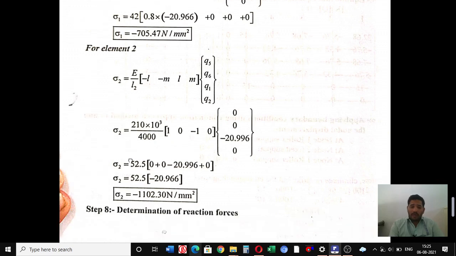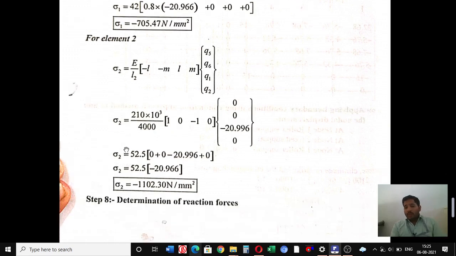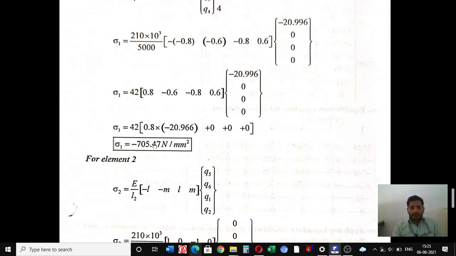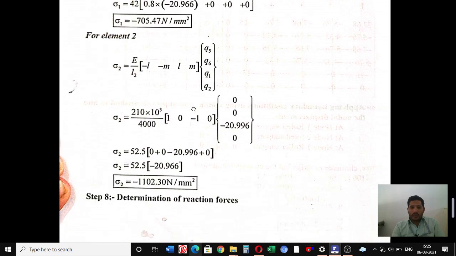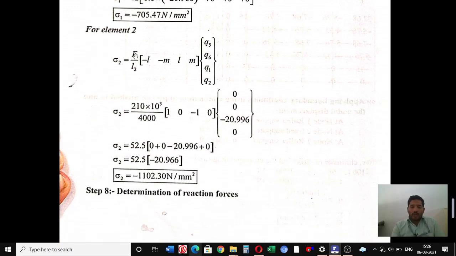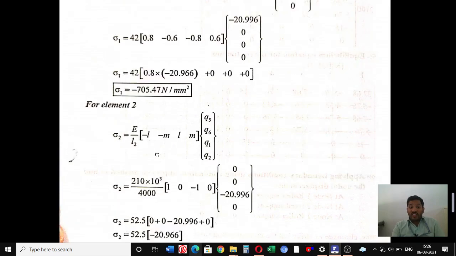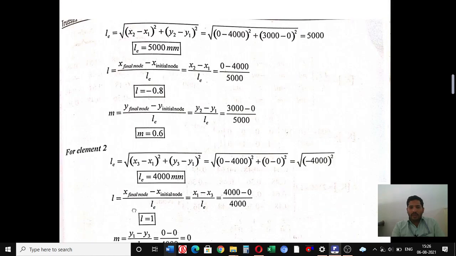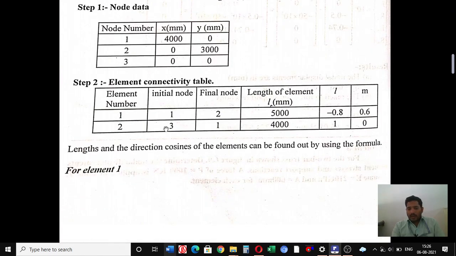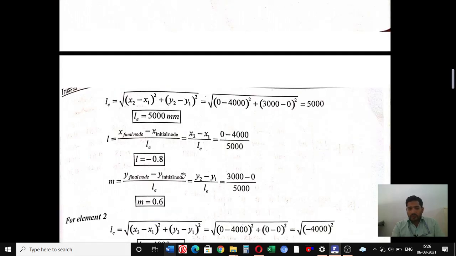Come to element number 2. For element number 2, the same concept and the same formula we have to use. Sigma 2 equals E by L2 times minus L, minus M, L, M times Q5, Q6, Q1 and Q2. E, the modulus of elasticity of the material, is given as 210 into 10 power 3. The length of the second element is given as 4000. For the second element, L equals 1, M equals 0.